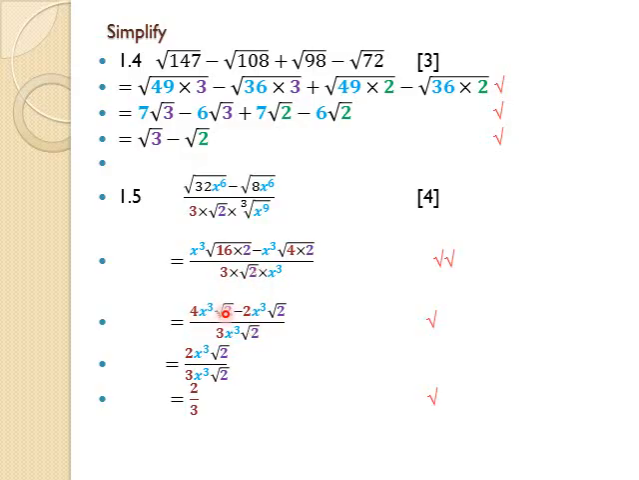Now those two, as you can see, are like terms. So 4 minus 2 gives me 2x cubed square root 2. On the bottom I have 3x cubed square root 2. So the square root of 2 and the square root of 2 cancel, x cubed and x cubed cancel. Now I'm left with 2 over 3. So there, 1 mark for correctly getting the perfect squares, and another mark for correctly finding the cube and square roots of the variable x. Then 1 mark for correctly simplifying, and 1 mark for my final answer, which gives me your 4 marks.